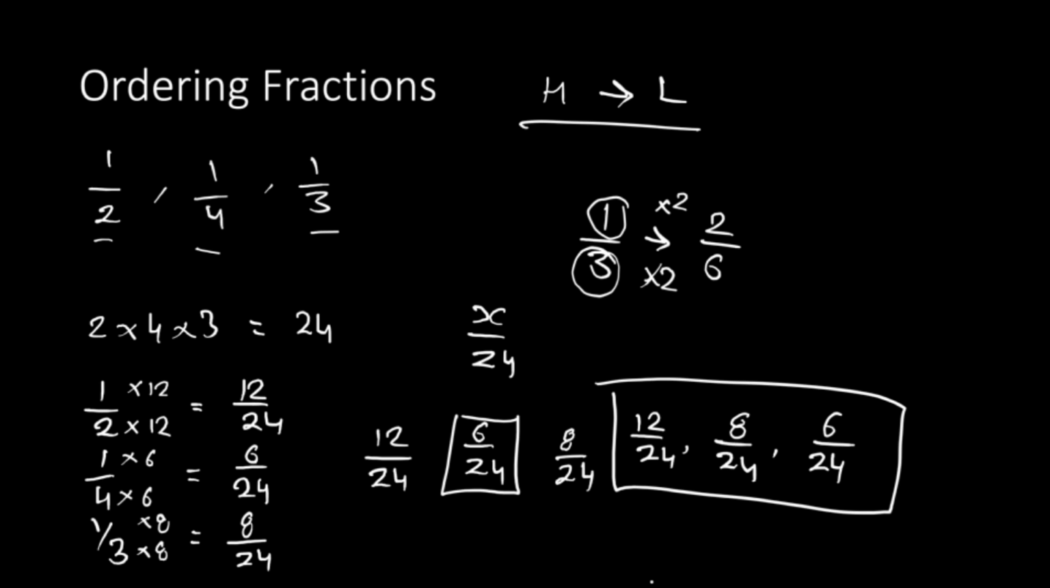The question would ask you to write them in the simplest form. So you have to convert them back to simplest form. So half, a third, and then a quarter. This would be your answer.